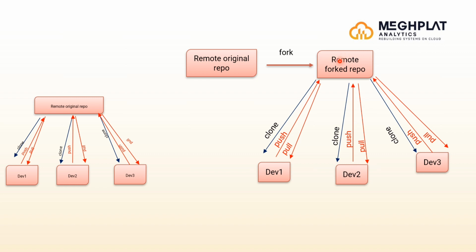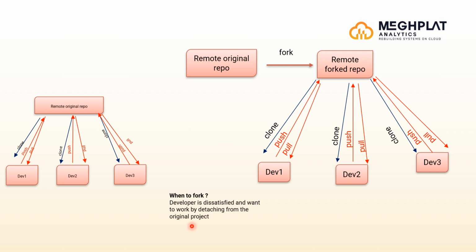But the connection between the forked repo and the original remote repo will be blocked. Any changes happening in this forked repo are not going to be synced or affect the original repo. We can say that updates to this forked repo are not going to be synced with the original base repo.